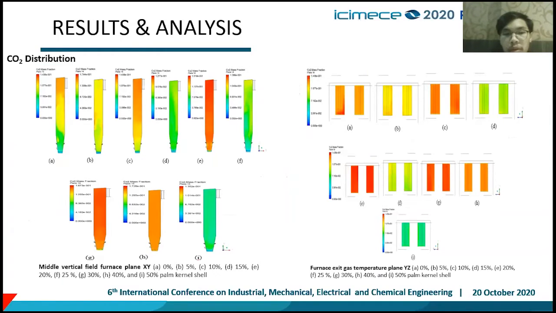So based on the simulation, we can see from the figure that when biomass is added, the mass fraction of CO2, both at the furnace exit gas temperature, or FEGT, and in the middle of the furnace, is higher and spreads evenly compared to the non-biomass system. This indicates that more complete combustion occurs with the addition of biomass into the furnace system.